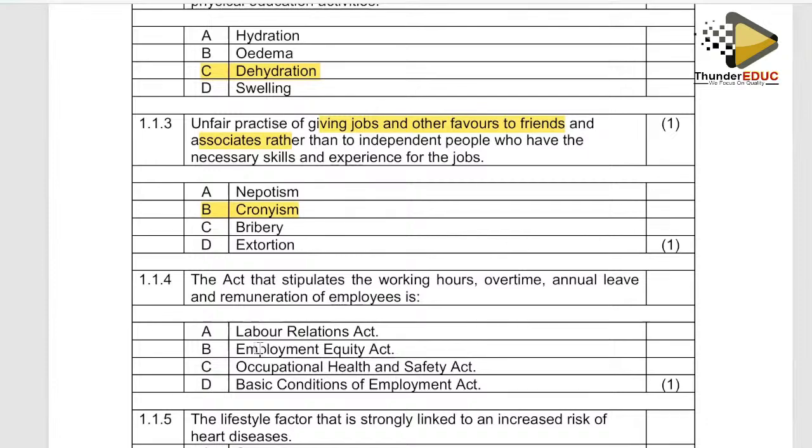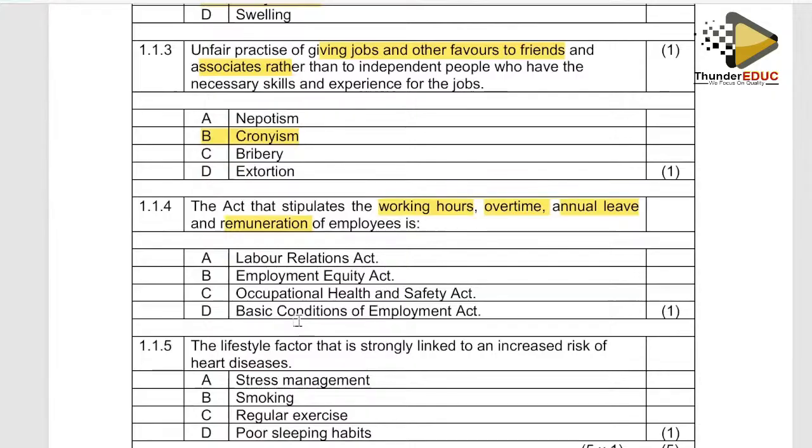Then 1.1.4: the act that stipulates the working hours, overtime, annual leave, and remuneration of employees. So they are looking for an act or a law which stipulates the working hours, overtime, annual leave, and also the remuneration, which is the payment of employees. It is known as the Basic Conditions of Employment Act. So our correct letter there would be the letter D.